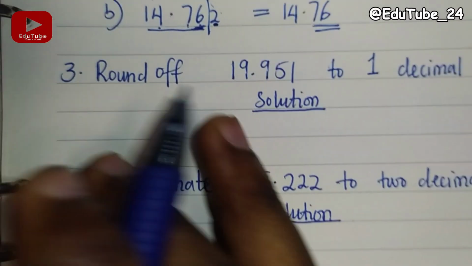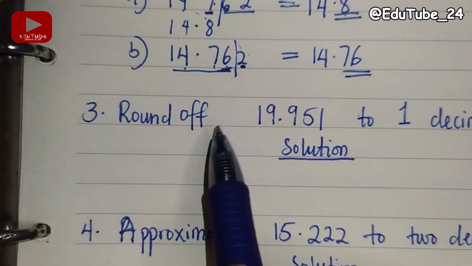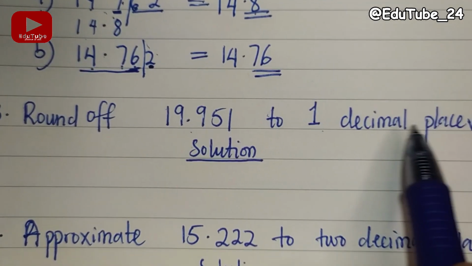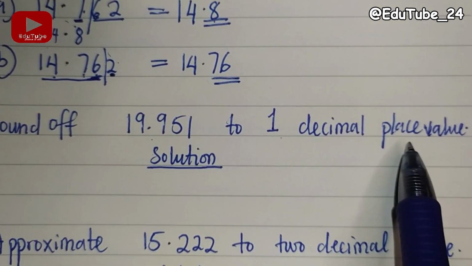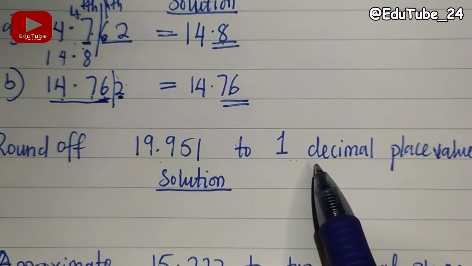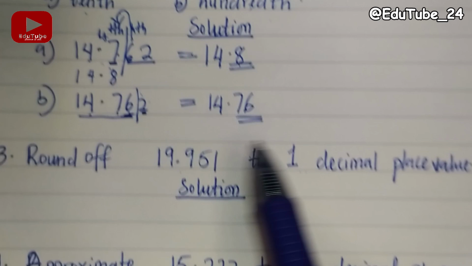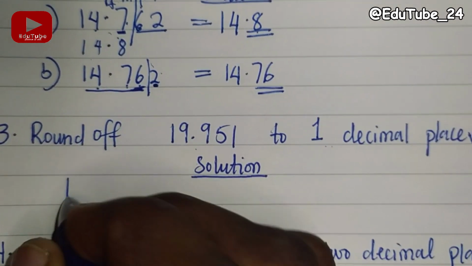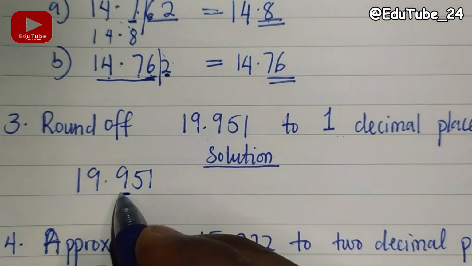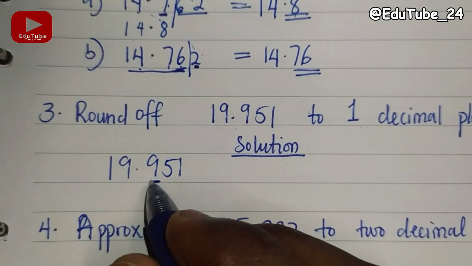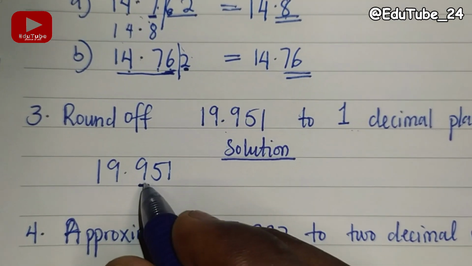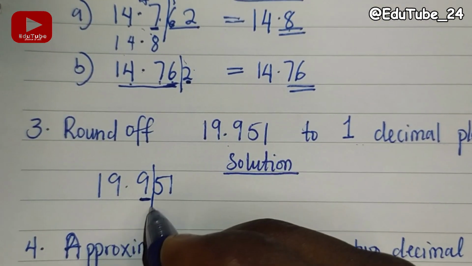Now, the third example says round off 19.951 to 1 decimal place. This time around we are using 1 decimal place, which is equally the same thing as tenth, because 1 decimal place means the first decimal number. So I'm going to write 19.951. This is my 1 decimal place, or my first decimal place, which is equally the same thing as tenth.